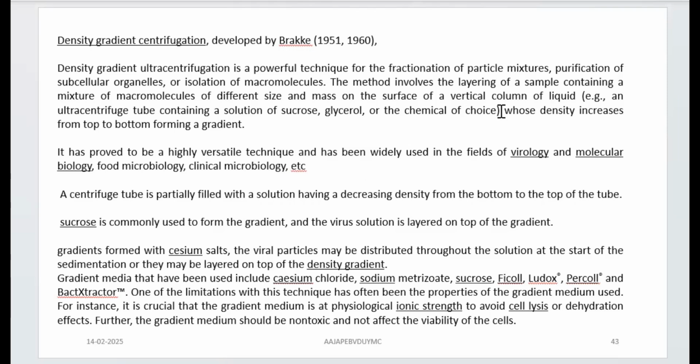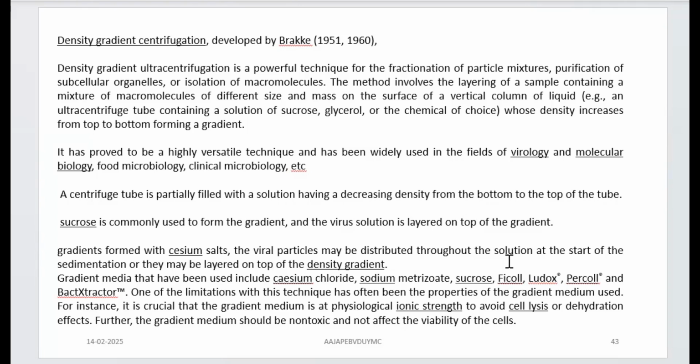Of course, it is not limited to glucose or cesium chloride, but also Ficoll, sodium metrizoate, cesium chloride with sodium metrizoate, and certain molecules which have brand names like Ludox, or Bacterial extractor, which are developed by different companies. You have those ready-to-use density gradients for the process under research.